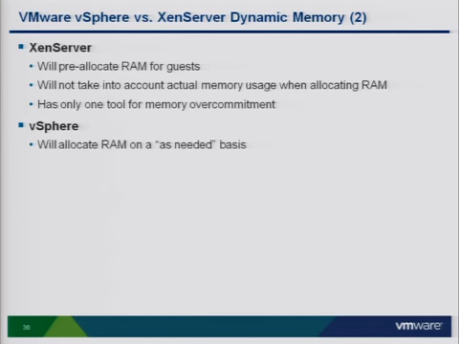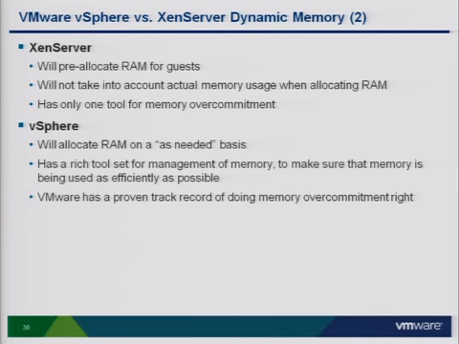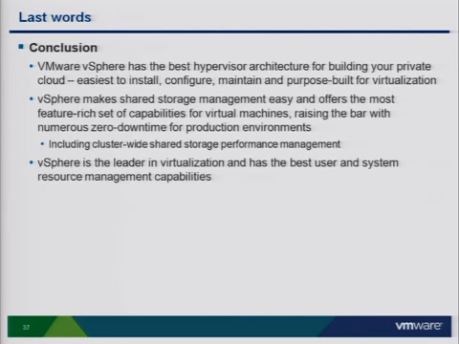Whereas vSphere will allocate RAM on an as-needed basis. We don't pre-allocate. It has a rich set of tools, 4 tools to deal with memory and memory overcommitment to make sure it's being used as efficiently as possible. And finally, VMware has a proven track record of doing memory management overcommitment right. We've been doing this for a long time. We've learned things as we've gone along and done it. So that's vSphere and XenServer dynamic memory.